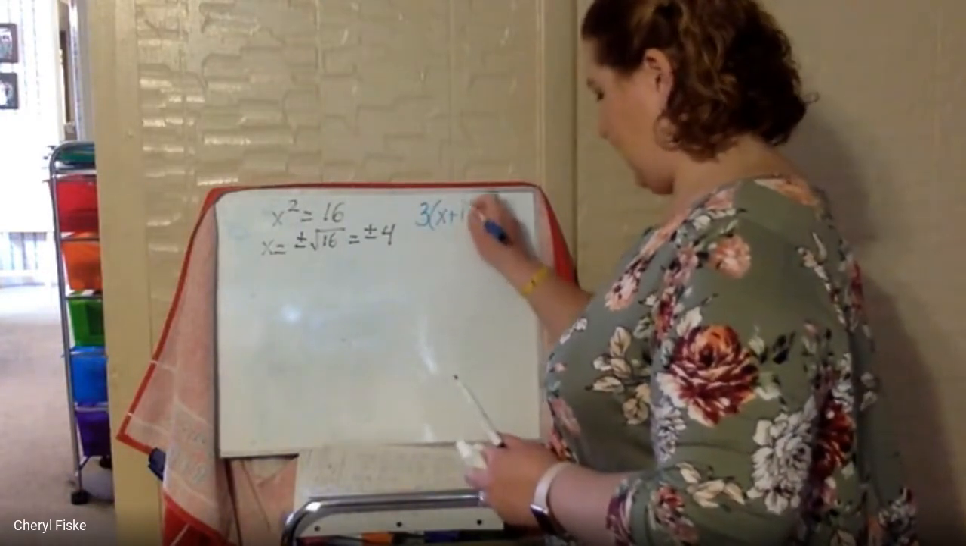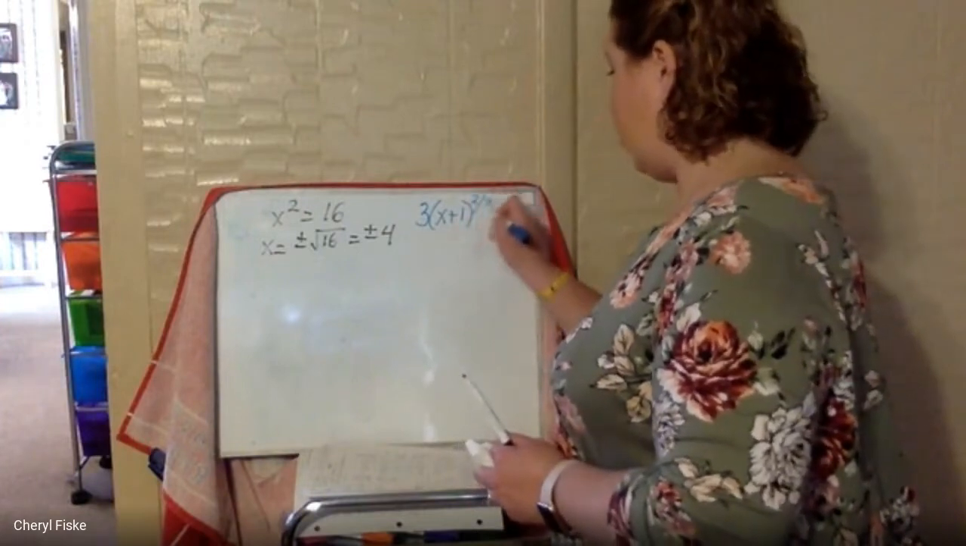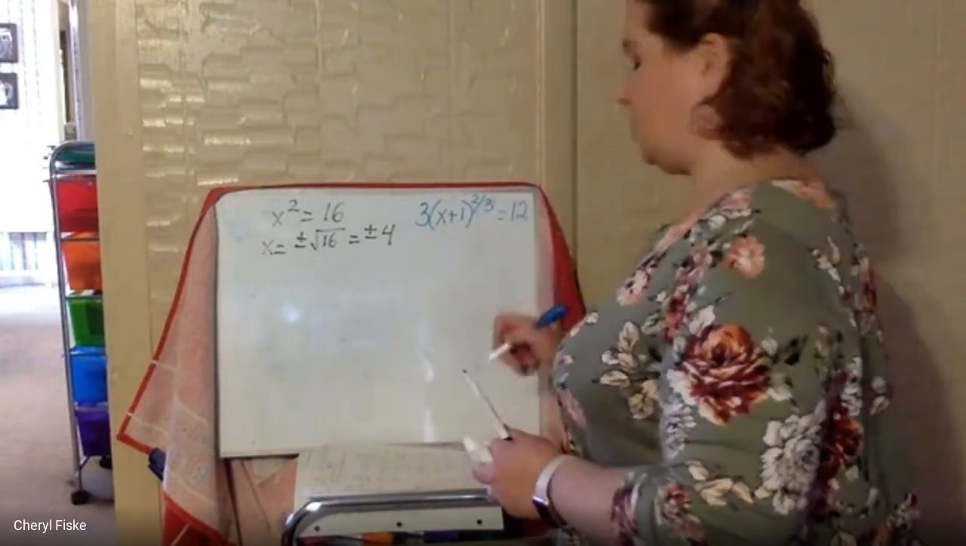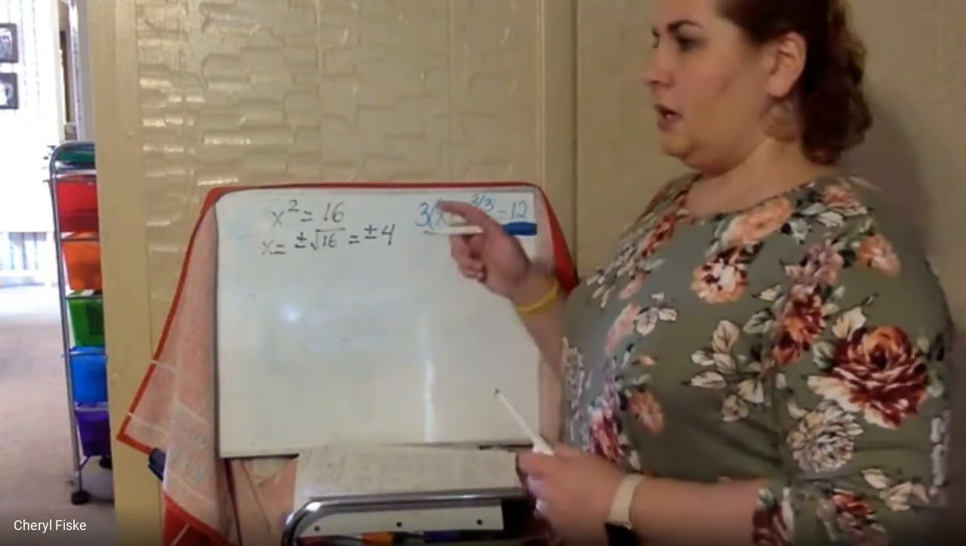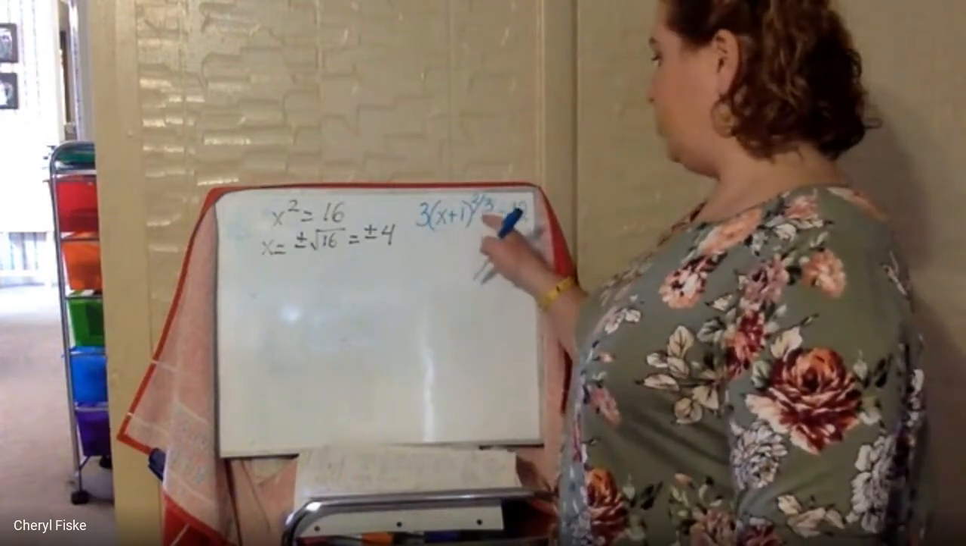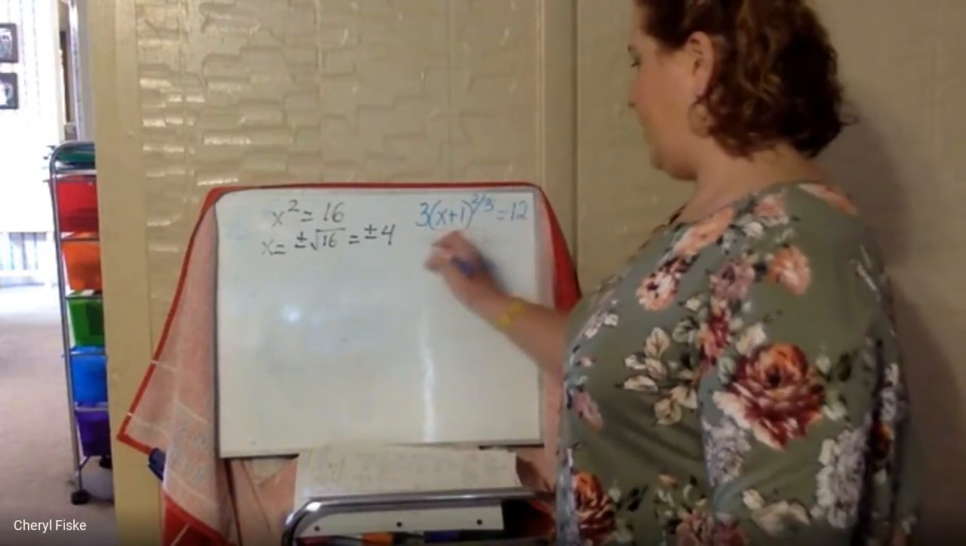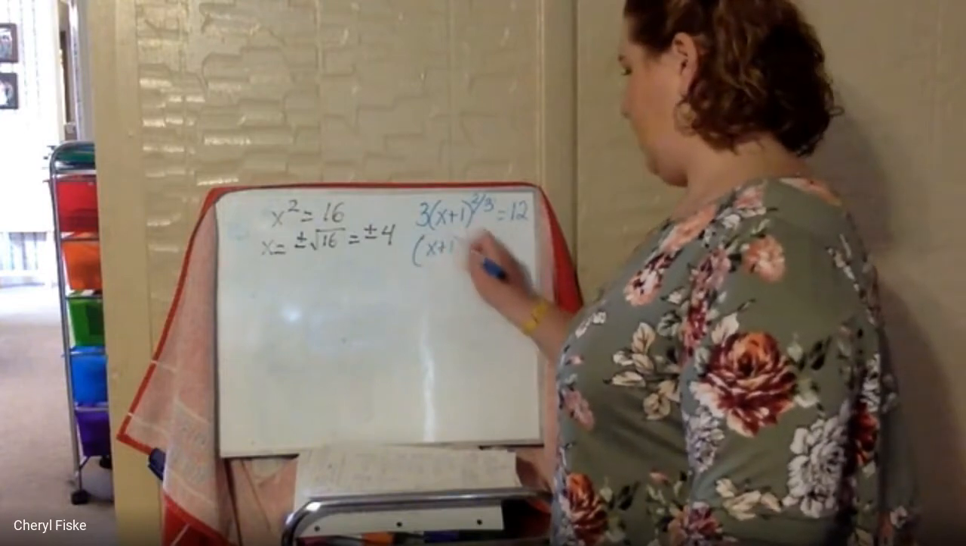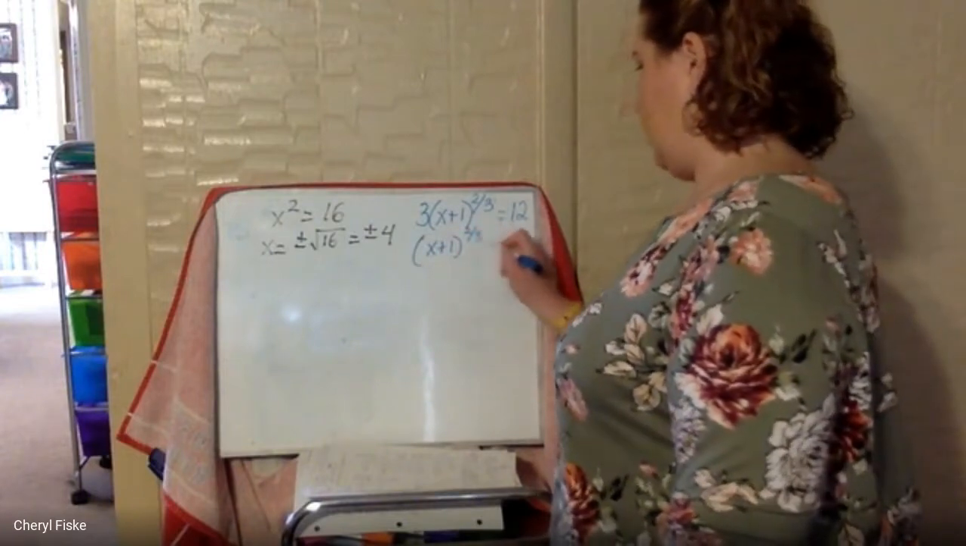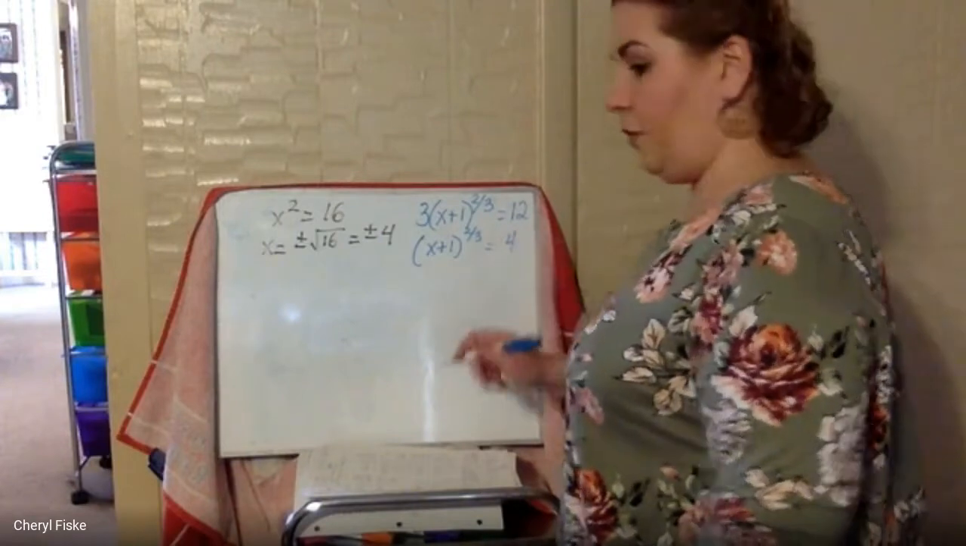3 times (x plus 1) to the 2/3 equals 12. Okay, so now it's to the 2/3. Well, I have that 3 in front, so I want to get rid of the 3. So 12 divided by 3 gives me 4.